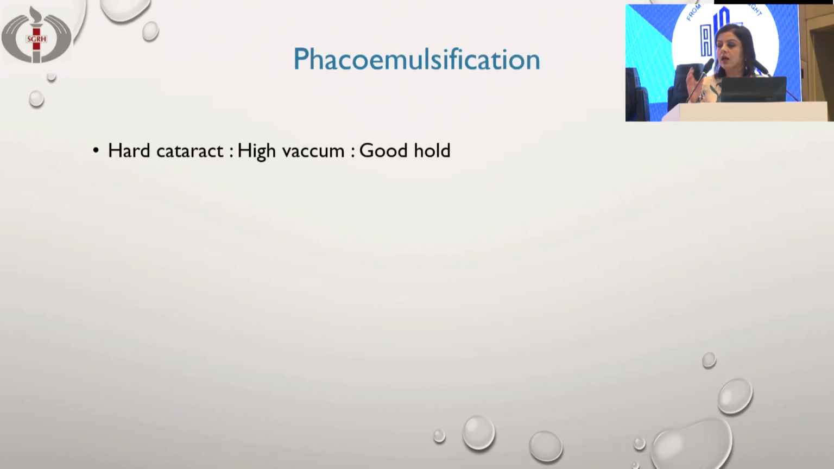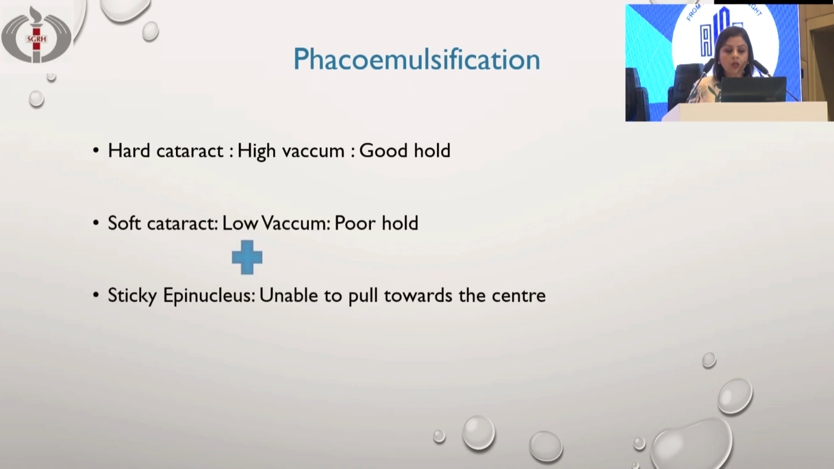Let's talk about phacoemulsification. Usually when we are dealing with hard cataracts, we tend to operate at higher vacuums, and since the nucleus density is more, it is easier to hold them. Whereas for soft cataracts, we tend to operate at lower vacuums, and the nucleus is less dense, and this leads to a poorer hold, and therefore we have difficulty in chopping.